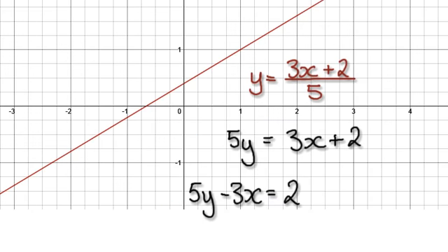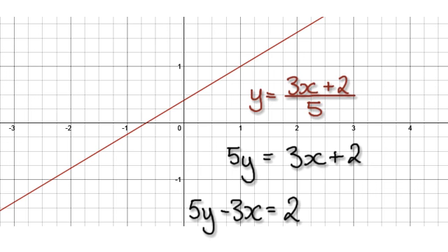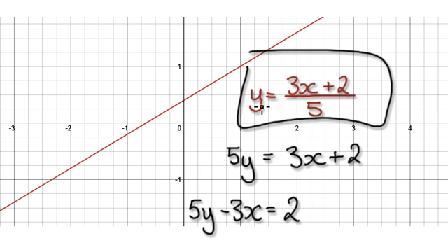Now we're going to move on to a new topic, implicit differentiation. If you get a graph plotter and plot this line here, y equals (3x plus 2) over 5, it will look like this red line here.